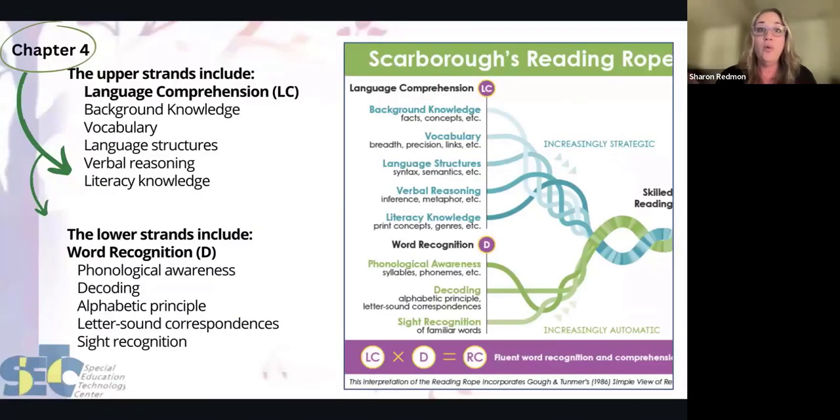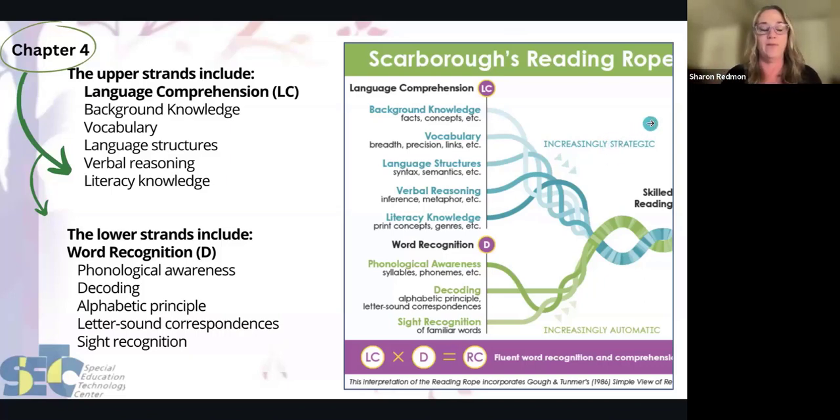So every time we meet together, we go back to Scarborough's reading rope, which I really like because this image shows how reading and writing are so tied together. We're pulling apart those threads a little bit and looking at some of the individual pieces. What I love about Comprehensive Literacy is that it really looks at that upper strand, so we're going to be talking more about the upper strand and language comprehension, with a little bit of that lower strand thrown in.